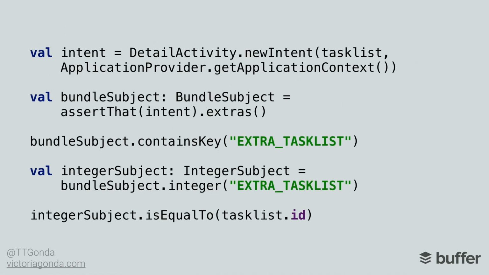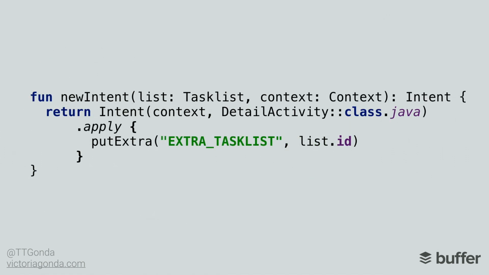There are subjects for so many different things, so let's look at a few more. The detail activity in this app provides its own start intent by using new intent. Here we test that it has the bundle extras that we expect, but we'll break this down to make it easier to look at. For reference, here is the new intent method. It takes a task list and a context, builds an intent for the detail activity, and adds the list ID as an extra.